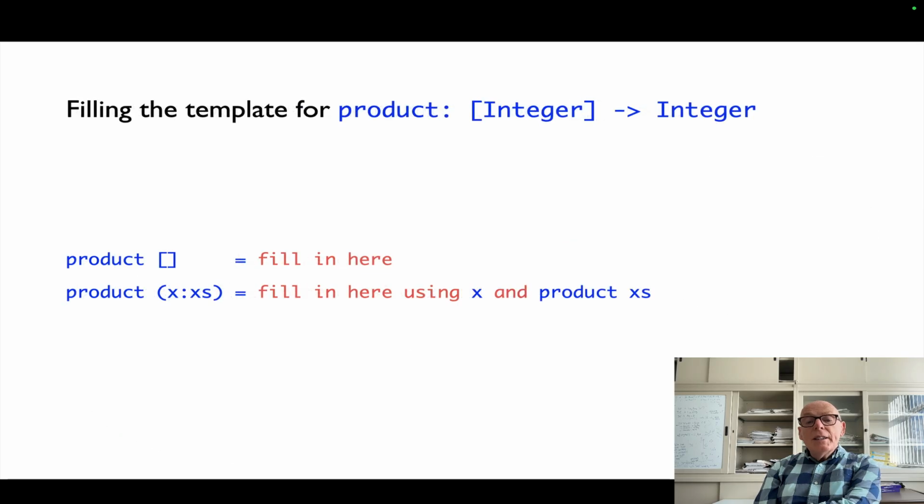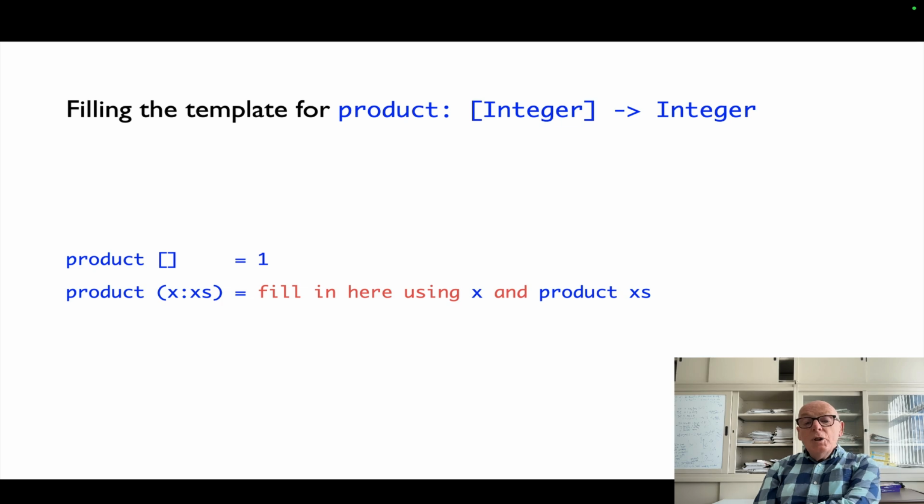Let's try that template in one example just to see how it works. Let's think of writing the product of a list of integers. Well, if you have no integers, the product is 1. Why do we choose 1? Because 1 is the identity. 1 times any number is that number. So that's what we use as a starting point.